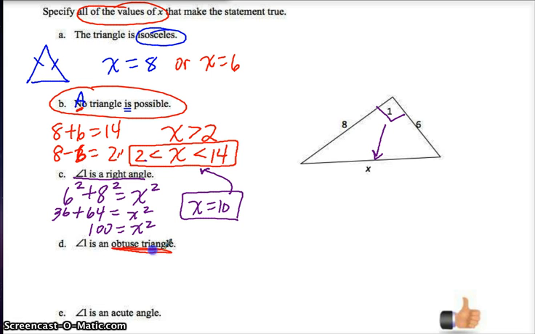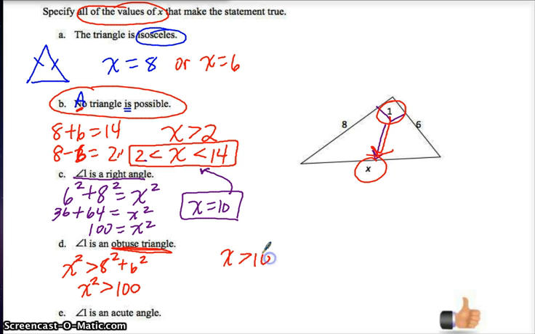If we want it to be an obtuse triangle, I'm going to take my longest side. So that means this is going to be my biggest angle, which means this is my longest side. And I have to make x squared greater than 8 squared plus 6 squared. Well, we just said that 8 squared plus 6 squared was 100. So that means x squared has to be greater than 100, so x has to be greater than 10.